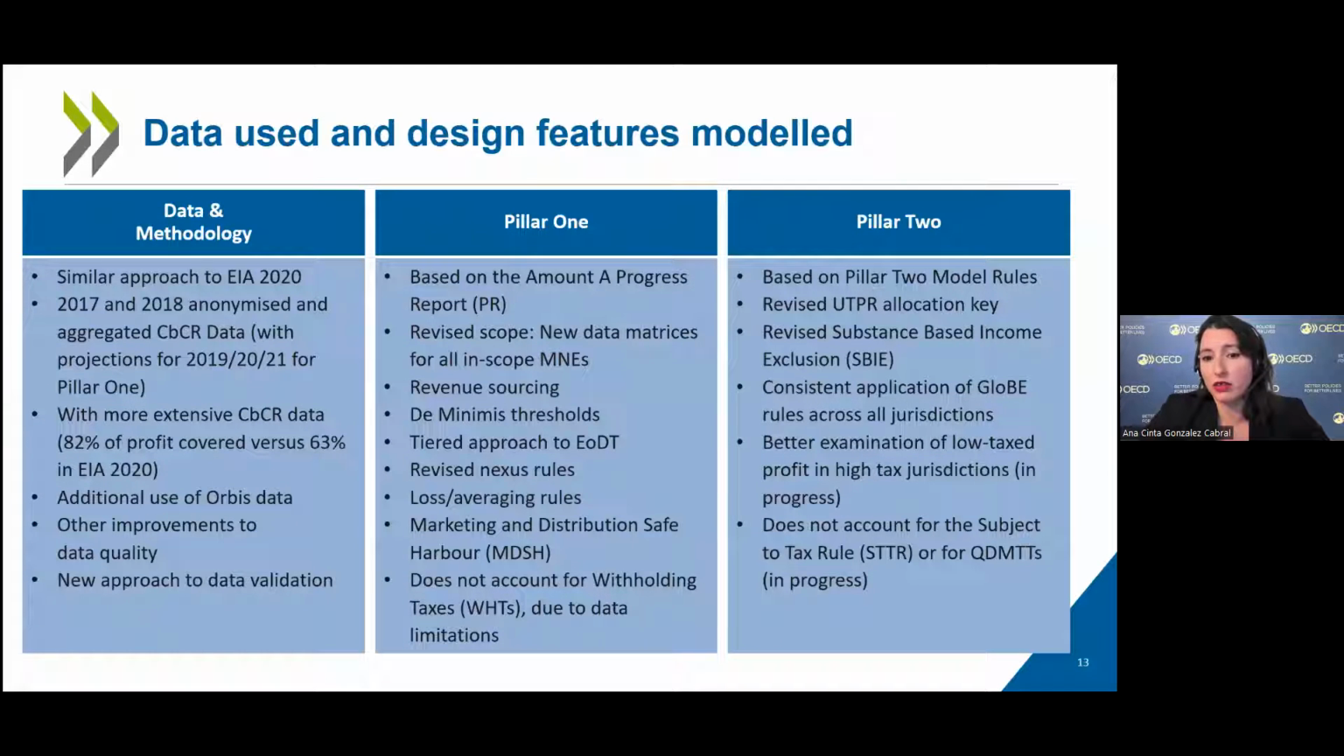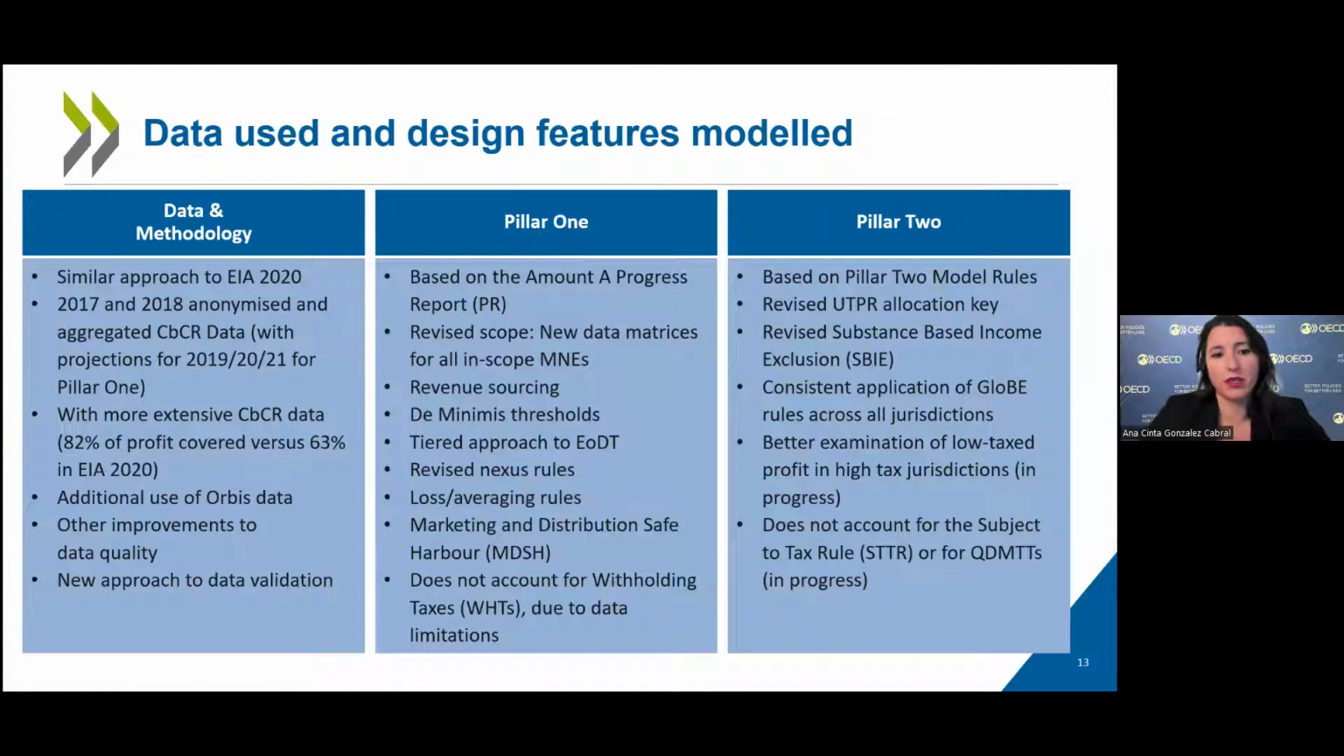The design of the latter is still under discussion in the Inclusive Framework, so we need to make some assumptions on these parameters, but simply for illustration purposes. The estimates for Pillar 1, however, do not account for withholding taxes, and this is due to data limitations.